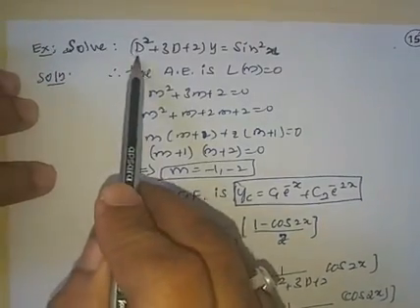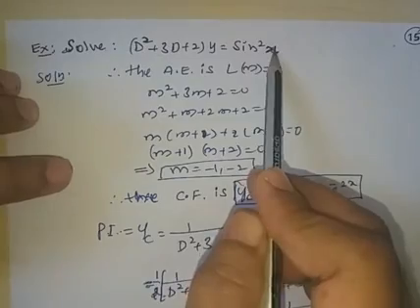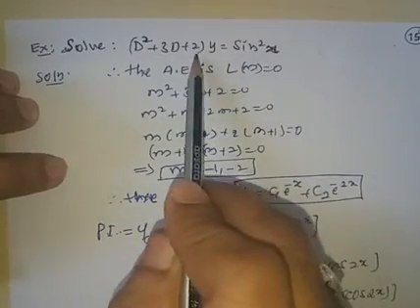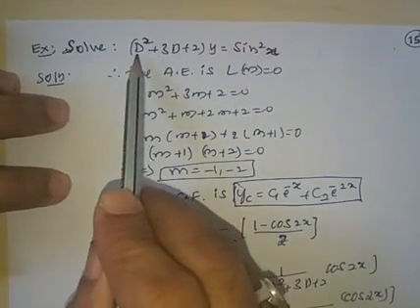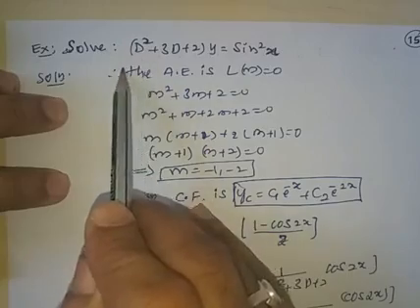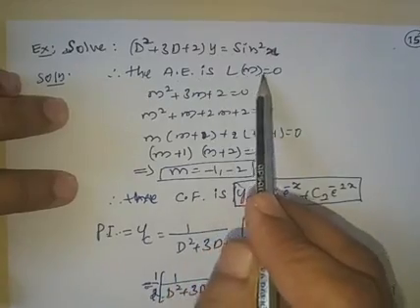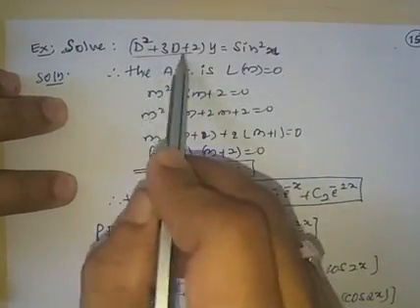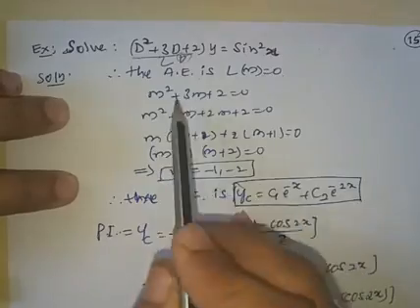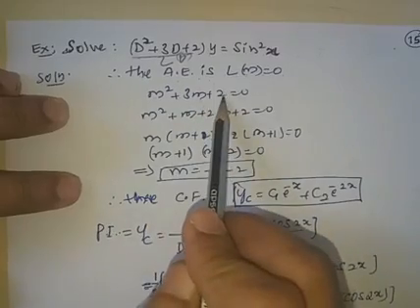Example: solve D square plus 3D plus 2 of y is equal to sine square x. It is non-homogeneous, so the solution is given in two parts, as you already know. Therefore first we will find the complementary function. The auxiliary equation is written as L of m is equal to 0. Remember this is your L of D. Wherever D is there, replace D by m, so it becomes m square plus 3m plus 2.